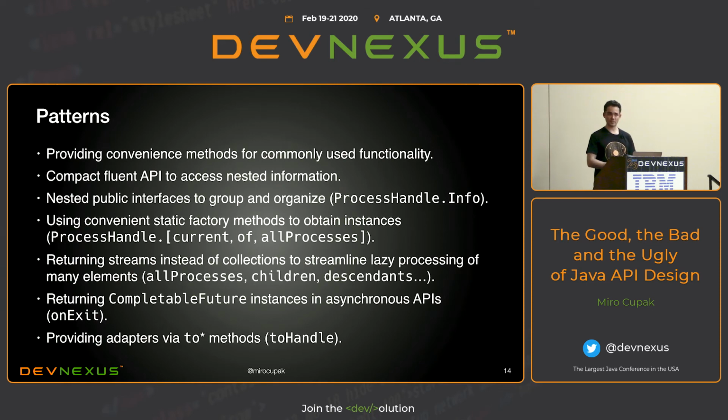Some interesting patterns that we've seen here. It's a good practice to provide convenience methods in your APIs for commonly used functionality. We've seen it with process info, methods like info, PID, command line. It made the API really pleasant to use.